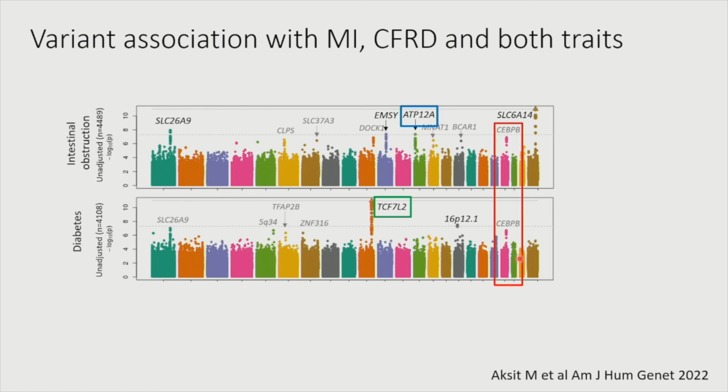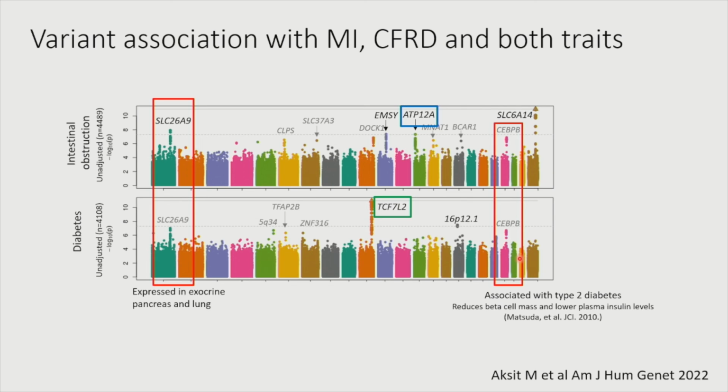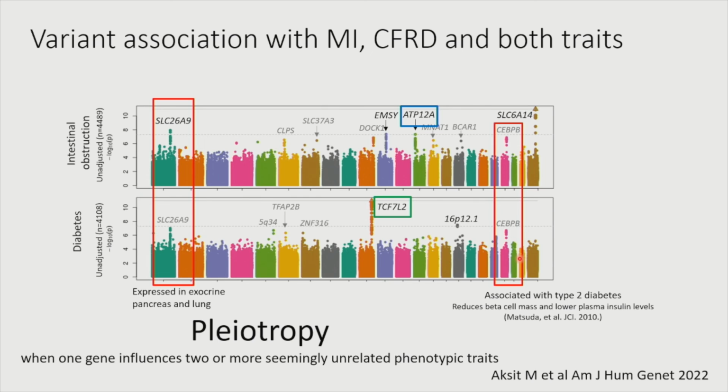So there are two other loci. CEBP is found in both traits and is associated with type 2 diabetes. SLC26A9 is found expressed in the exocrine pancreas and in the lung. And the story is quite interesting with the lung, and I will not go into that right now, but I'll just talk about the pancreas side. This trait is called pleiotropy in genetics. This is where variants of one locus or one gene influence more than one trait. So obviously there's something going on: the genetic architecture is similar between intestinal obstruction and diabetes, which we didn't realize before.